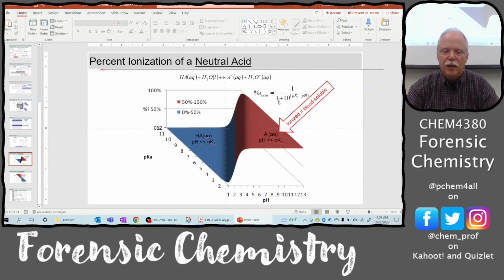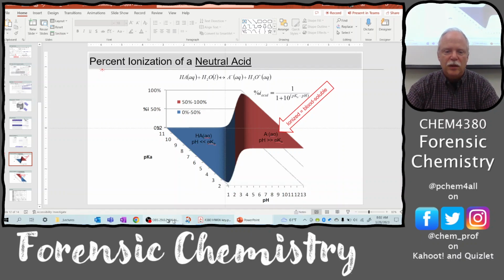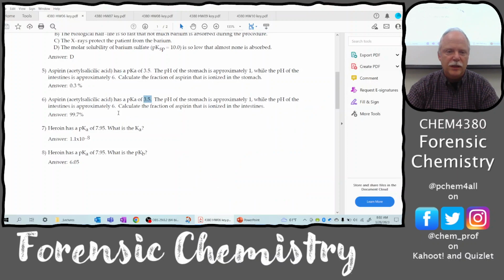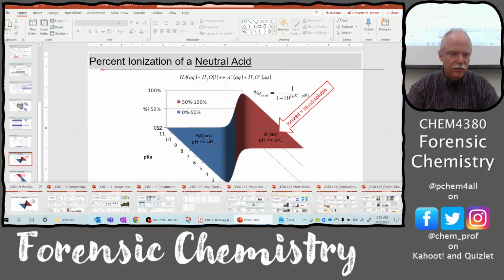If we look at the homework, we see that aspirin is acetylsalicylic acid. So that's great. We're going to use this equation, and we don't have to subtract from 1. Okay, so we'll do it for a base too, just to show. So let me take this problem here, and I'll paste it.